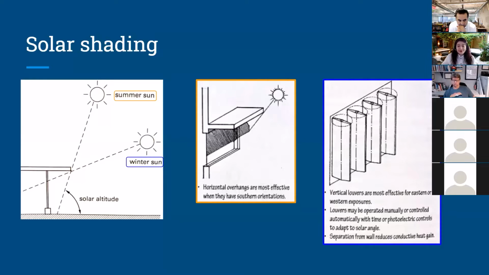And then what's the best solution for windows when you have winter sun? You can use vertical louvers like this diagram, and these diagrams come from the Ching's book as well. He has a lot of good diagrams that explain different applications for protection of windows and solar heat gain. These vertical louvers could be manually operated or could be controlled with time in an automatic system.